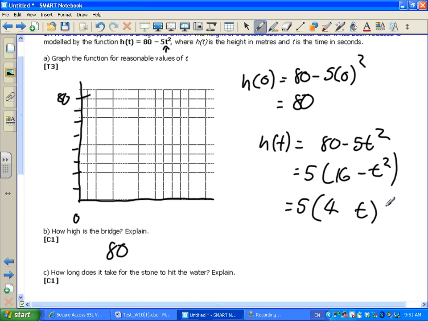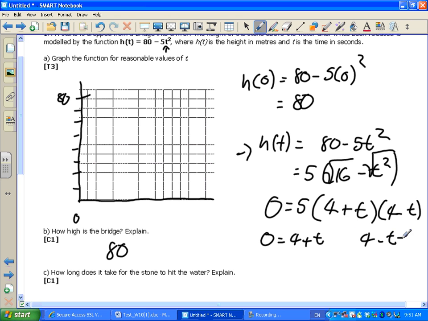We have 4 and t, 4 and t, and we have a plus and a minus. We found the square root of the first term and the last term. We're going to set these two brackets equal to 0 because we're trying to find the x-intercept, and the x-intercept is when the y value is equal to 0. So 4 + t = 0, 4 - t = 0, and we're going to solve for t. In this case, t is negative 4, and in this one, t is positive 4.